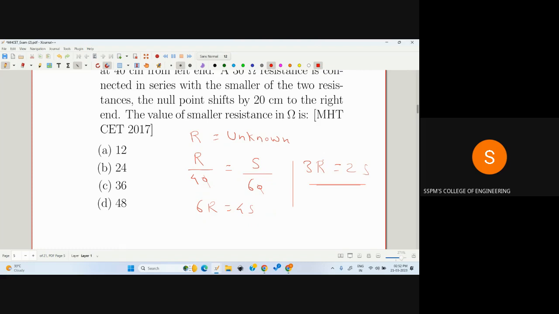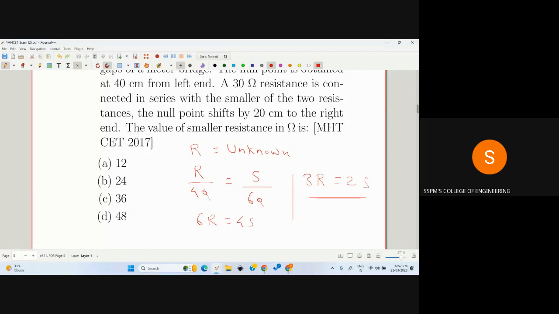Now read the second case. Now a 30 ohm resistance is connected in series with the smaller resistor.